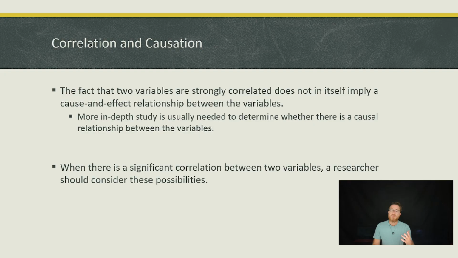Now I want to revisit when we talked about correlation and causation. So the fact that two variables are strongly correlated does not in itself imply a cause and effect relationship between those variables. And of course, a more in-depth study would usually need to be done to determine whether there is a causal relationship between these variables, specifically with certain conditions to see, is X causing Y or is it just that they are related. So when there's significant correlation between two variables, a researcher should consider a couple possibilities.